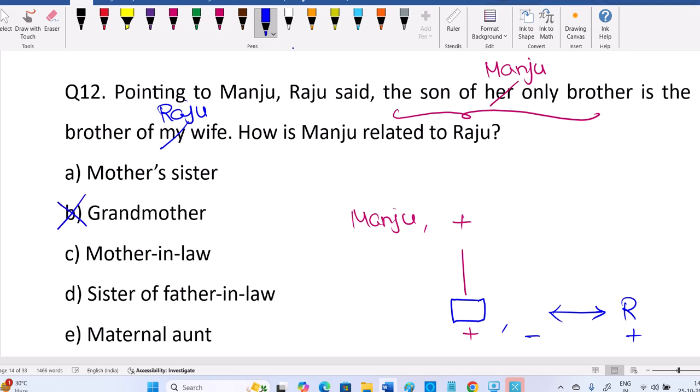Grandmother, no. Then sister of father-in-law is correct. Your wife's father is your father-in-law. Raju's wife's father is this guy, so he is Raju's father-in-law. Manju is the father-in-law's sister. Your spouse's father, whether you are husband or wife, is father-in-law, and mother is mother-in-law. So this is sister of father-in-law. Good question, actually.